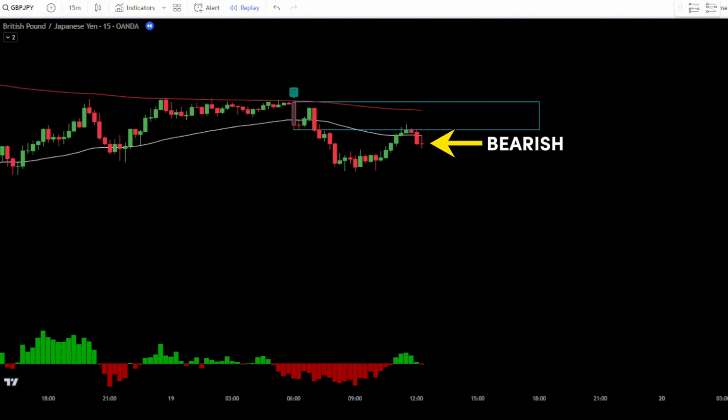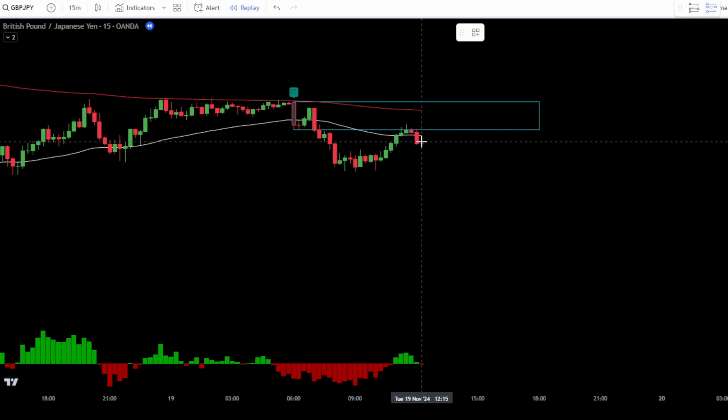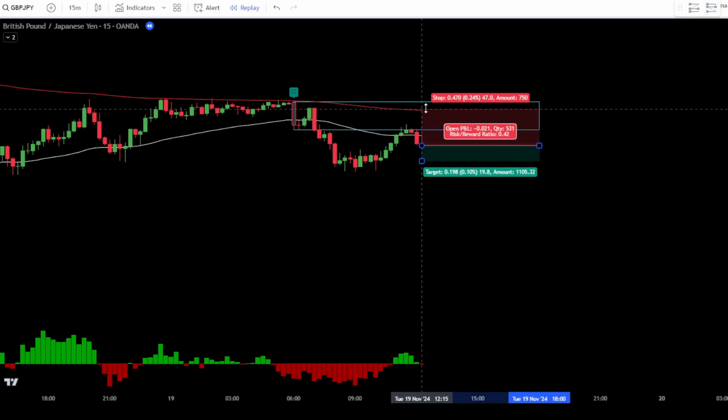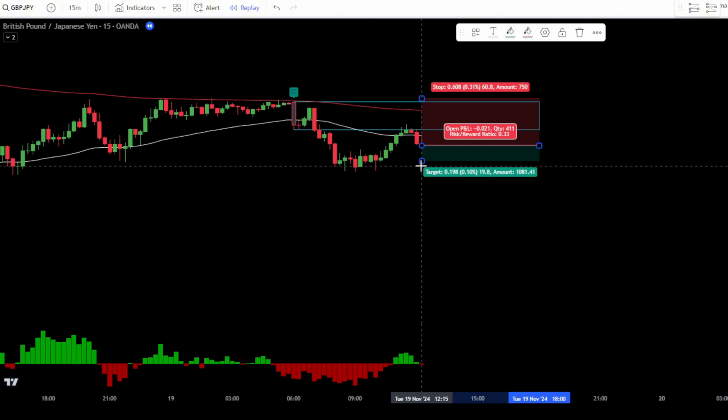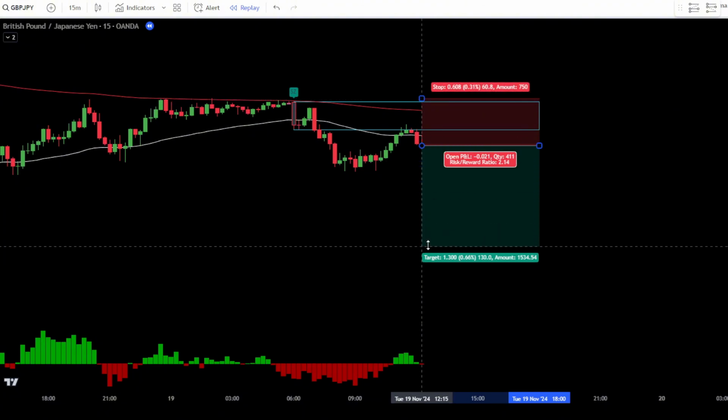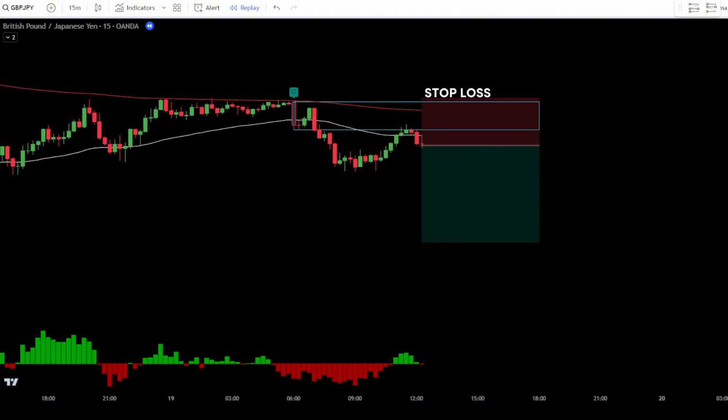As the final confirmation, make sure the candlestick formed is a bearish candlestick. If all the conditions are met, you can place a sell order after the bearish candlestick closes. Set your stop loss slightly above the supply zone area. Use a risk-reward ratio of 1 to 2 to determine your take-profit target.